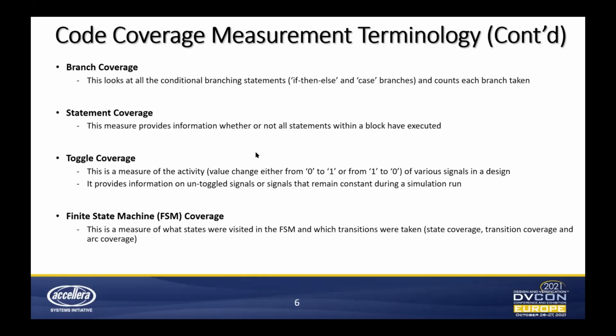Next is toggle coverage. This is a measure of the activity, that is the value change either from 0 to 1 or from 1 to 0, of various signals in a design. It provides information on untoggled signals, that is signals that actually remain constant during a simulation run. And finally, we have finite state machine, FSM, coverage. This is a measure of what states were visited in the FSM and which transitions were taken. Things like state coverage, transition coverage, and arc coverage are some of the measures that constitute FSM coverage.